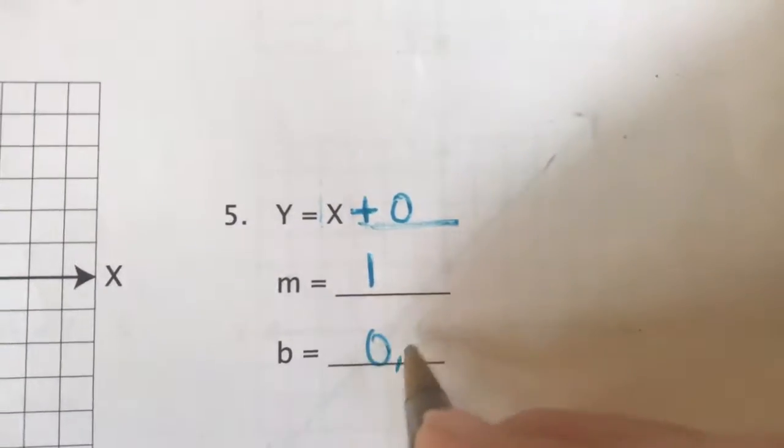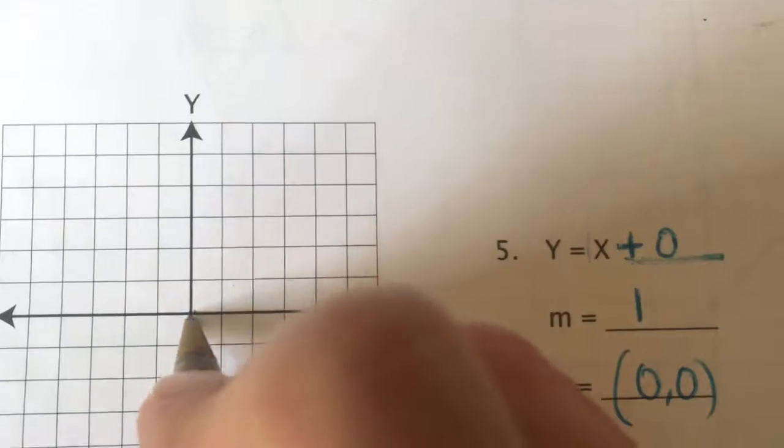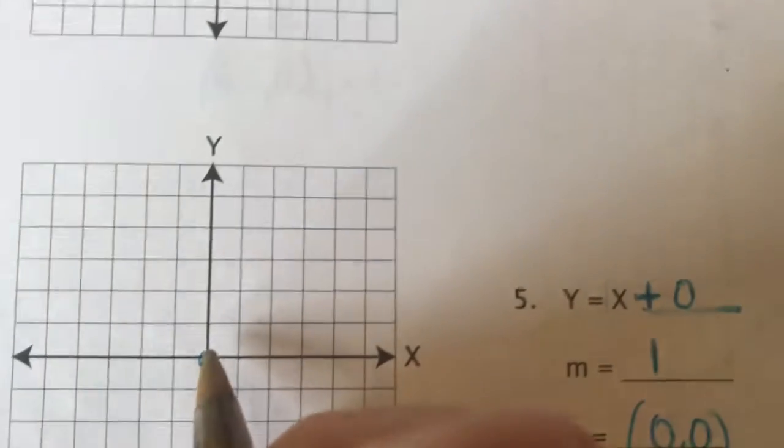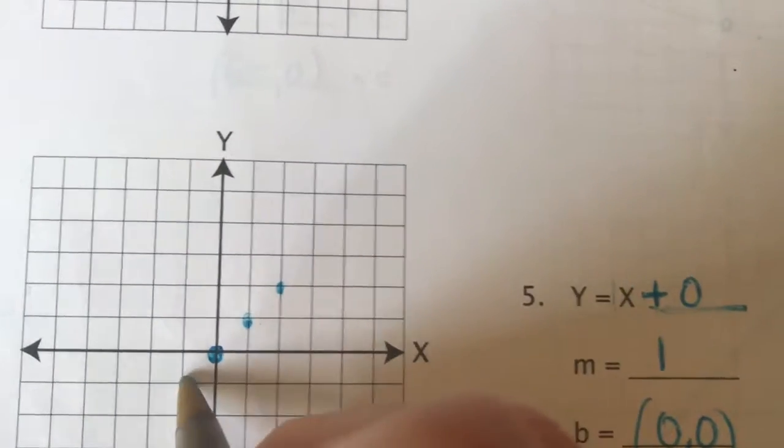So my y-intercept is 0, 0, which is the origin. So I do get to start here. My slope is 1. I could write that as 1 over 1. So I'm going to go up 1 over 1, up 1 over 1. And notice it has positive slope.